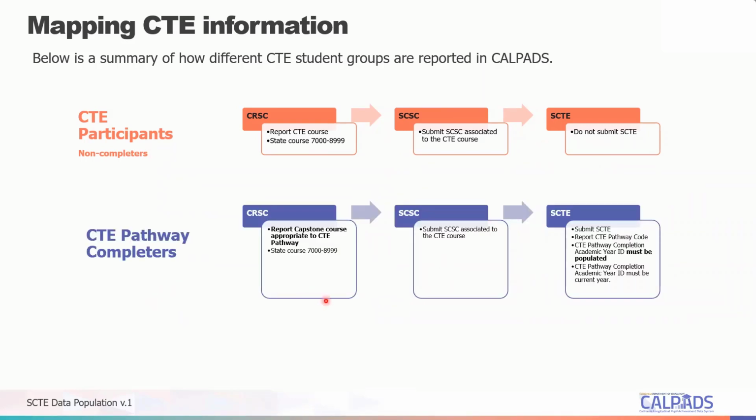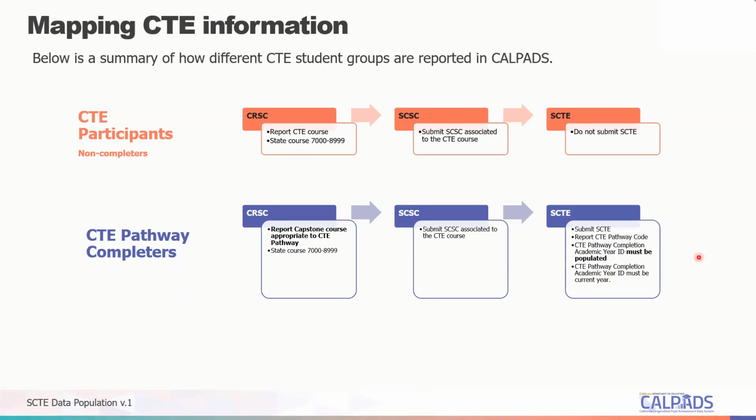For CTE completers, you report the CRSC, SCSC, and the SCTE record. The CRSC record will contain the CTE state course code identifying the capstone course, while the SCSC record associated with the CRSC record will link the student to the course. The final piece to the equation is the SCTE record, which identifies the CTE pathway the student is participating in and the completion year ID.